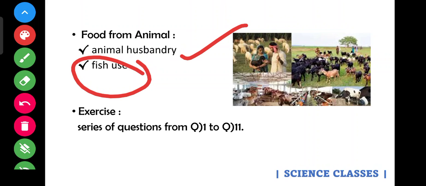Fish is useful especially for food. We consume fish, which is a major part of our diet, and fish is good for our health. Those who eat fish get good nutrients from fish.